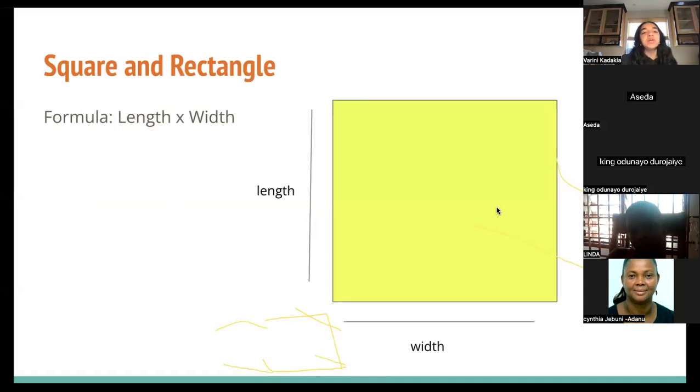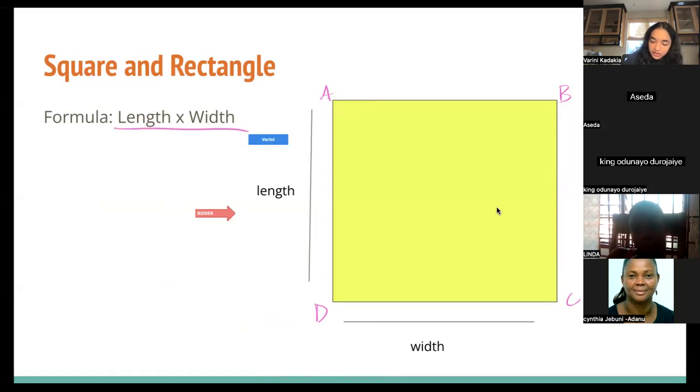So if you are given a square or a rectangle, if the problem says there is square A, B, C, D, then that means in order to find the area, you use the formula length times width, where this is the length and this is the width. Okay? Make sure you guys have this written down.